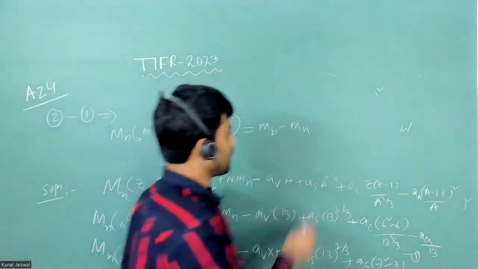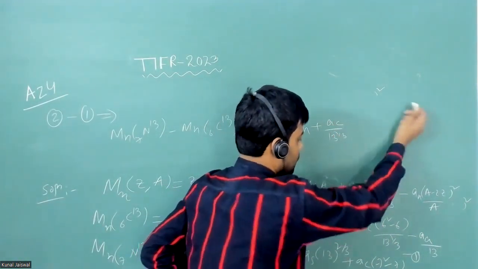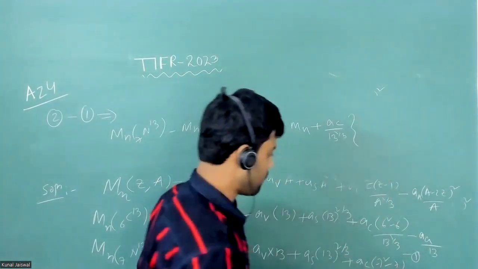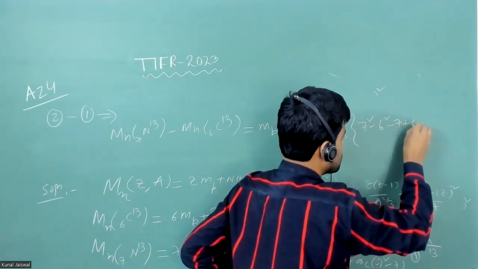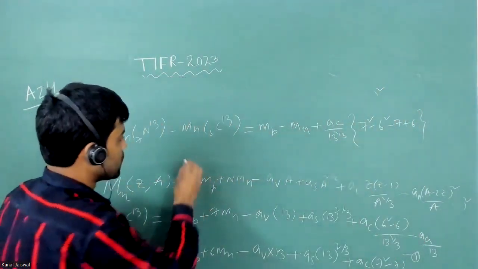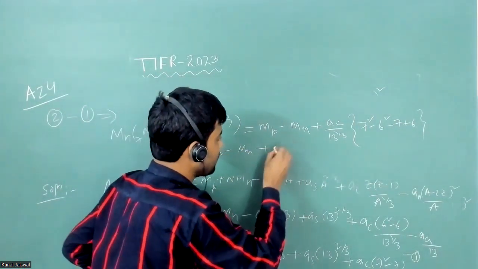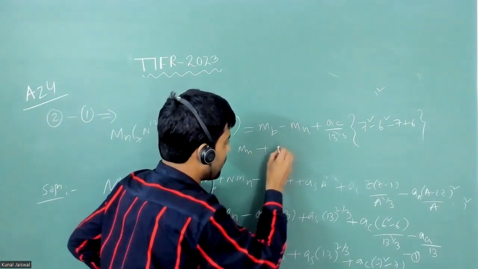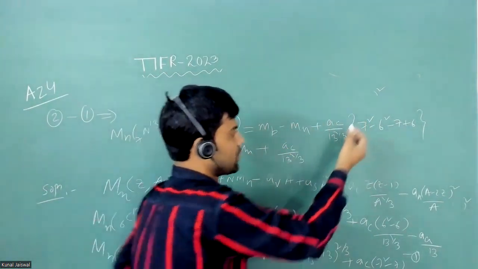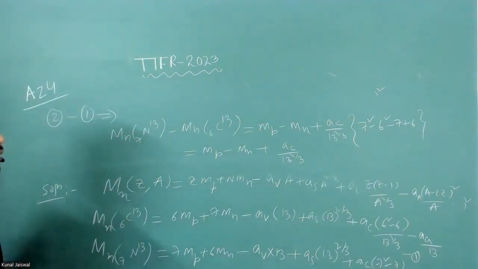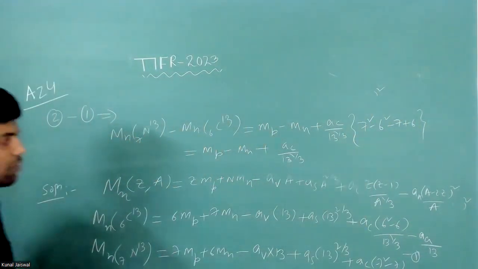For the Coulomb energy term, AC divided by 13 to the power 1/3 is common. Inside the bracket we have 7 squared minus 6 squared minus 7 plus 6, then Mp minus Mn. Here 7 squared minus 6 squared is 13, and minus 7 plus 6 is minus 1, so 13 minus 1 gives 12.